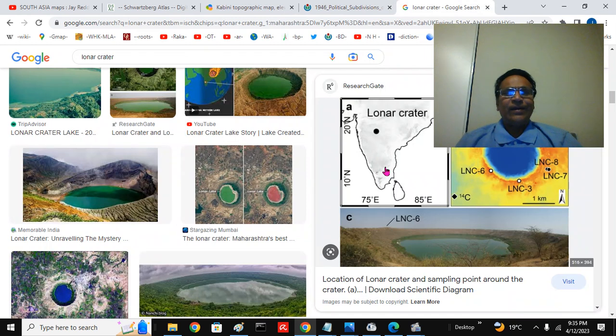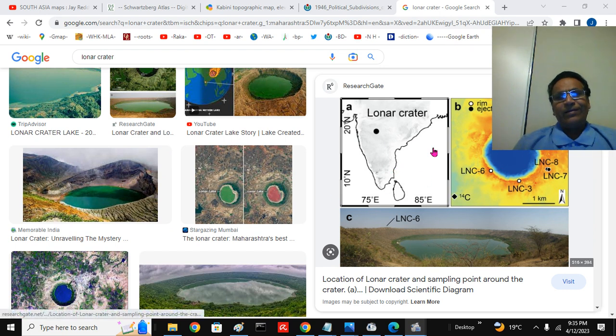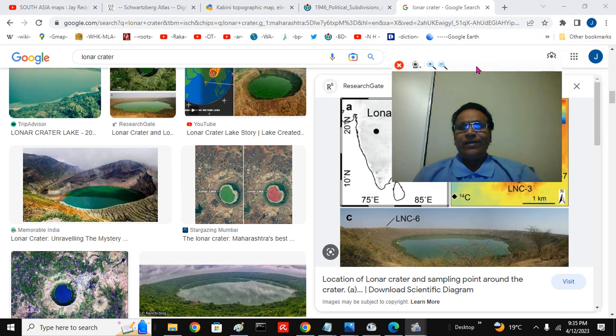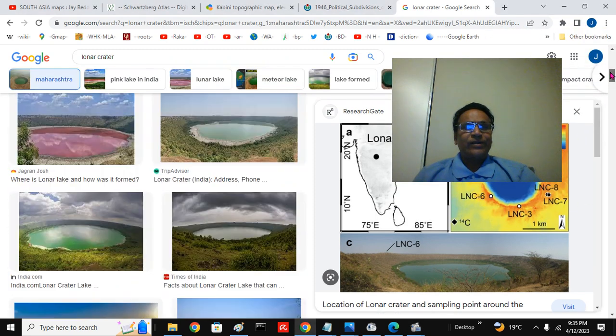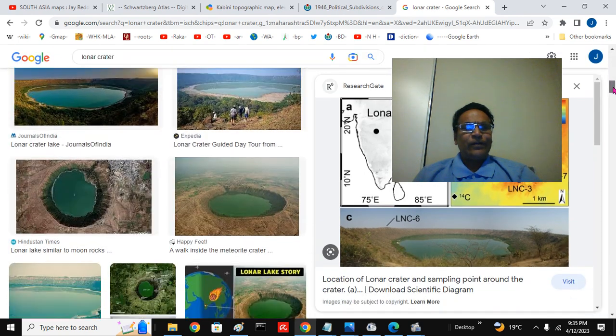This is the lunar crater. You can see the one we are talking about. That is in the Buldhana district. Lunar crater. You see the lunar crater. A crater is essentially formed when a big body strikes, and you can see it's like a sink. It's a unique natural feature, very famous.